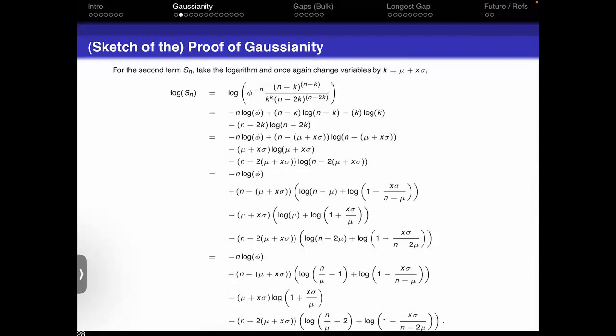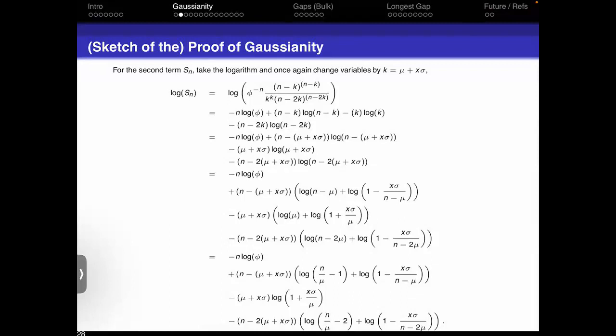So let's see, we have something like n minus mu plus x sigma. We've got to be very careful in terms of what the size of things are. If we take these two logs and multiply them together, we get the log of n minus mu plus the log of 1 minus x sigma divided by n minus mu, which would become the log of the product.